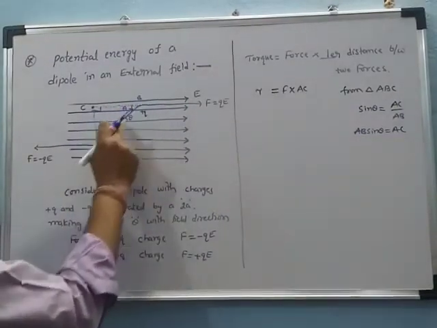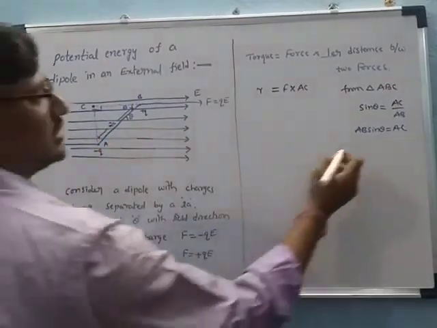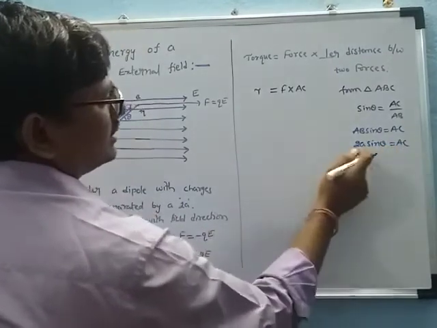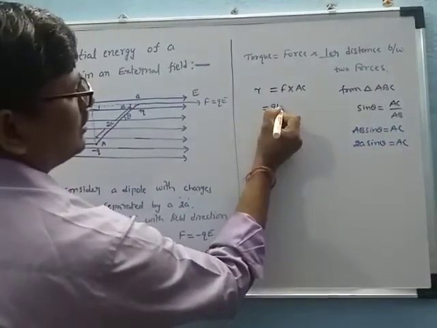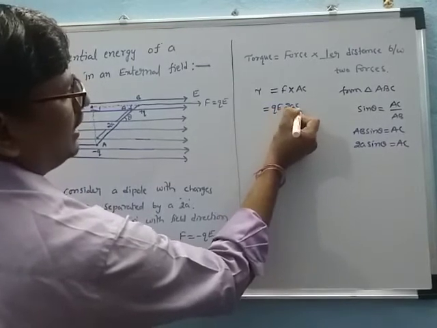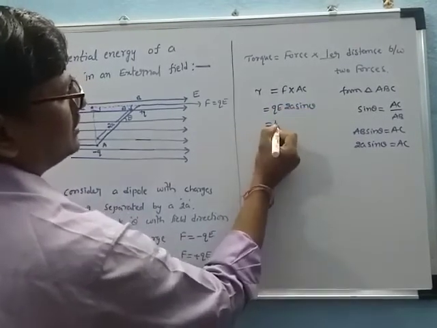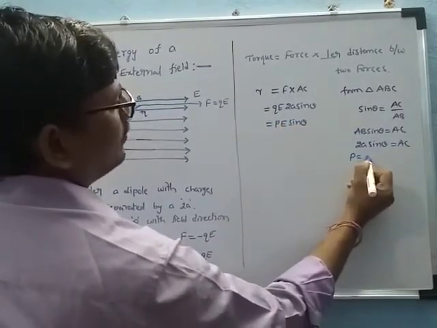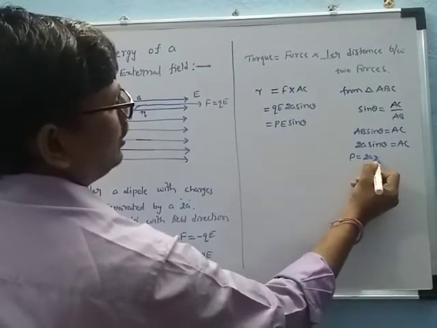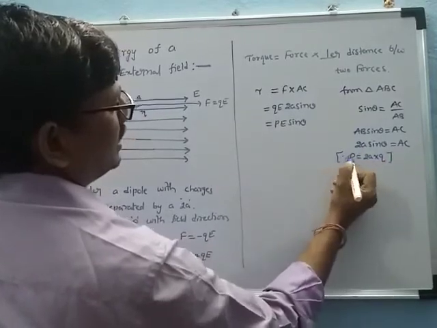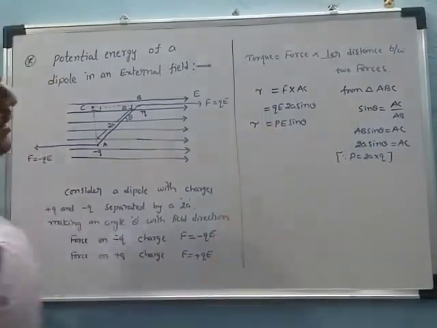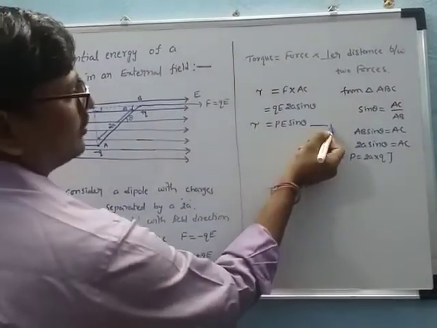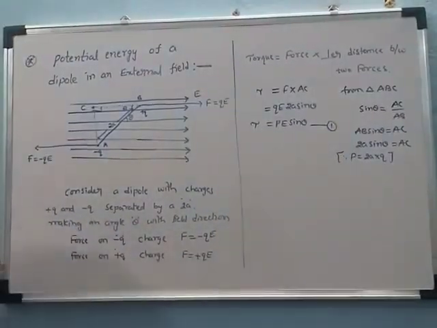A to B, that is nothing but the dipole length. How much is there here? 2A. 2A sine theta is equal to AC. Then substitute here: the torque is equal to QE into 2A into sine theta. This is called PE sine theta, since the dipole moment is equal to 2A into Q. Dipole moment, how much is it? Q into 2A. See, this is actually the torque acting on a dipole. This is considered equation number 1.